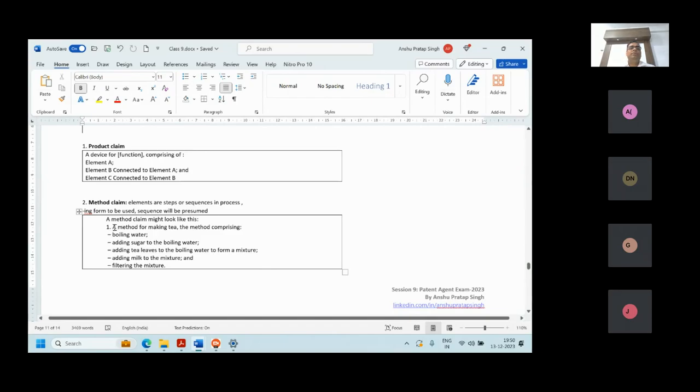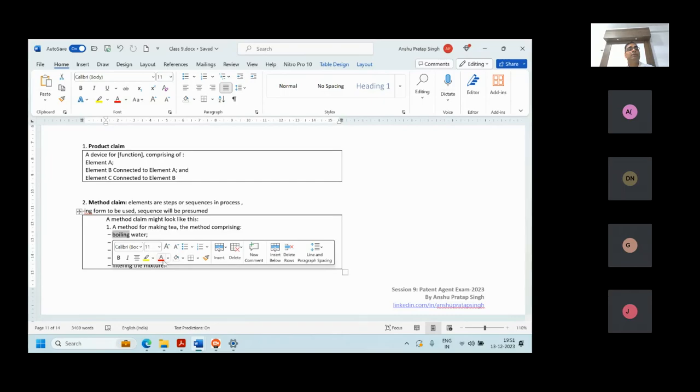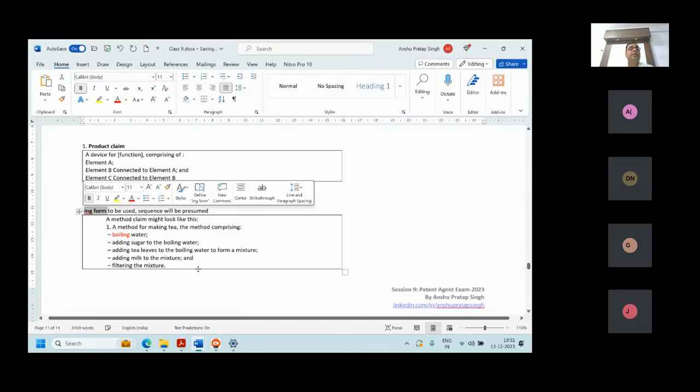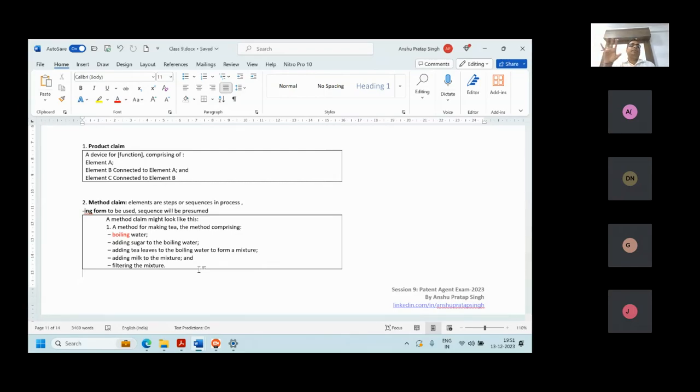So for example, very easy, I'm taking the example of tea. A method for making a tea, the method comprising boiling water, then adding sugar to the boiling water, then adding tea leaves to the boiling water to form a mixture, adding milk to the mixture, and filtering the mixture. Remember the ing part. All these will be in ing form. The ing form has to be used while describing this method. So this is a key factor when you are drafting a method claim.